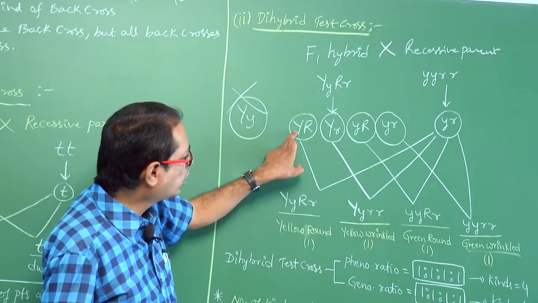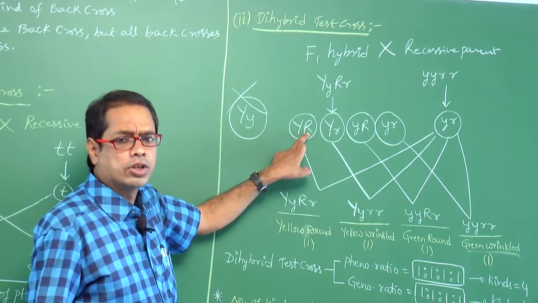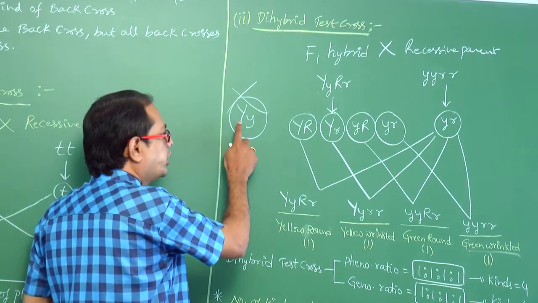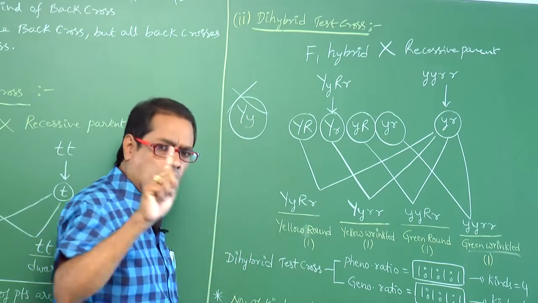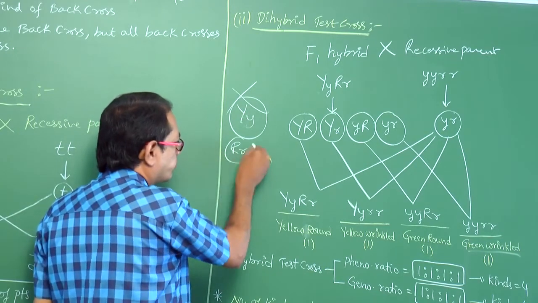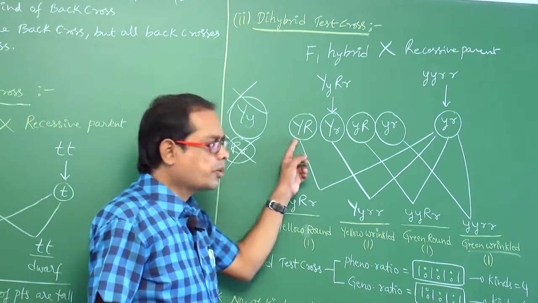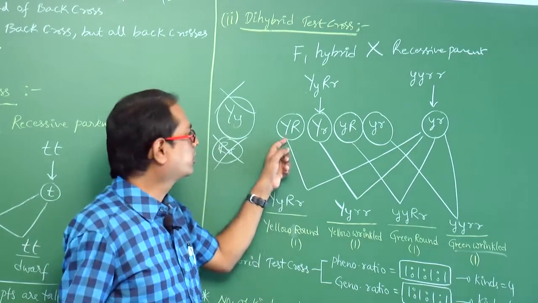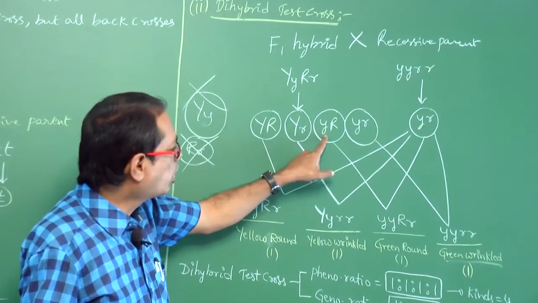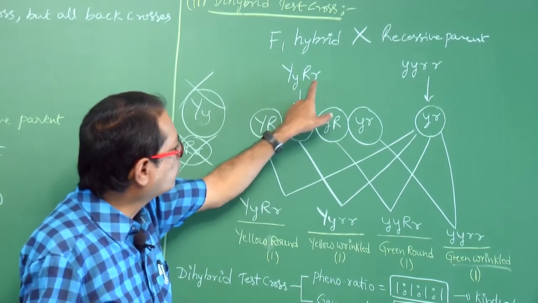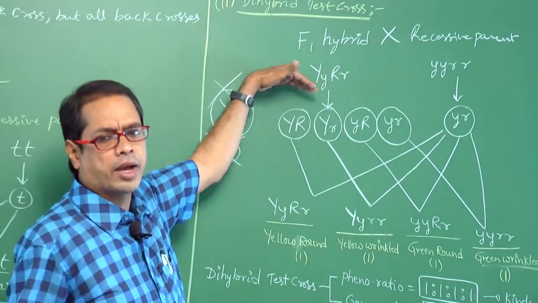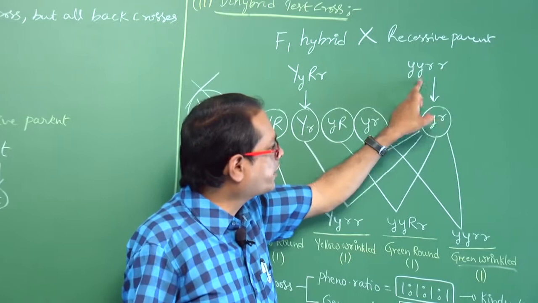One gamete will possess two characters, see, yellow, round. So we have to take two characters. Don't take one character. Yellow and green come under one character only. Don't take like this, don't take like this also. So in each gamete, two types of characters are present: capital Y capital R, capital Y small r, small y capital R, small y small r. How many types of gametes does it produce? 4 types of gametes.